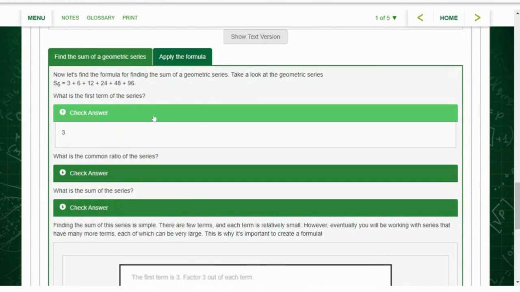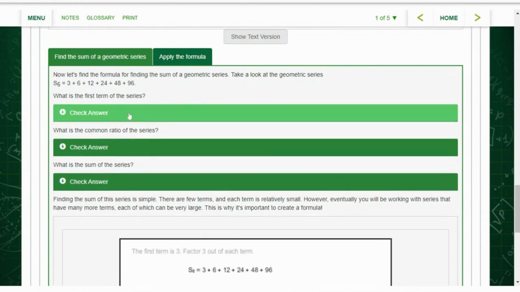The great thing about these lessons is it has lots of this where you can do the work and then check your answer.